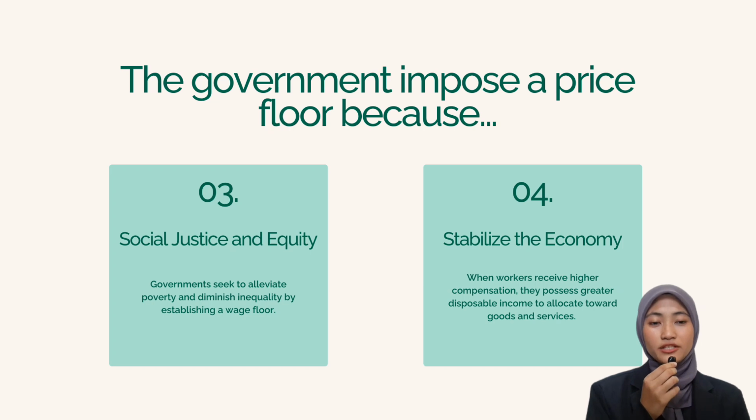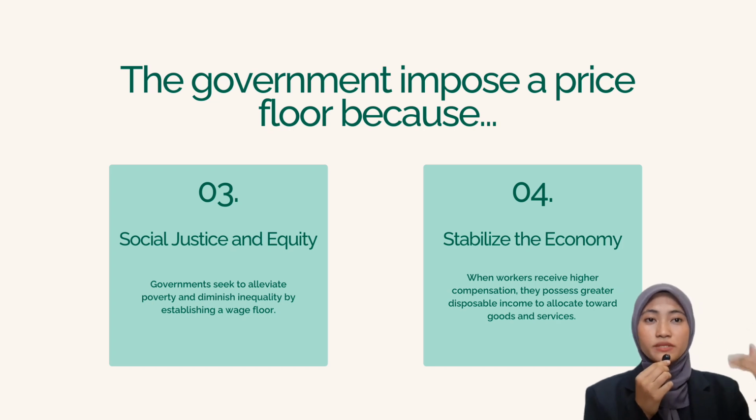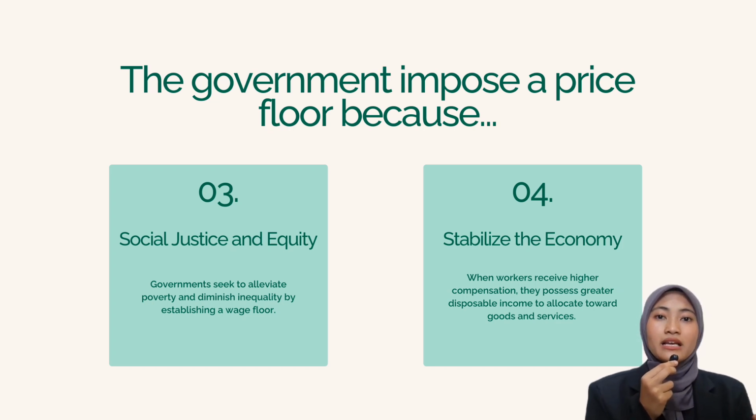Next, reason number 4 is to stabilize the economy. An essential rationale for enacting minimum wage legislation is to stabilize the economy. When workers receive a higher compensation, they possess greater disposable income to allocate towards goods and services. This uptick in consumer expenditure can invigorate economic growth and generate job opportunities. A minimum wage also plays a role in mitigating income inequality, thereby contributing to a more stable and equitable society. In addition, the government sets a minimum payment rate to support low-skilled workers and to protect them from potential exploitation by employers.